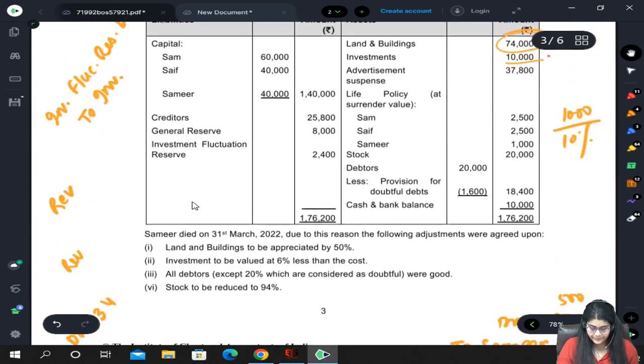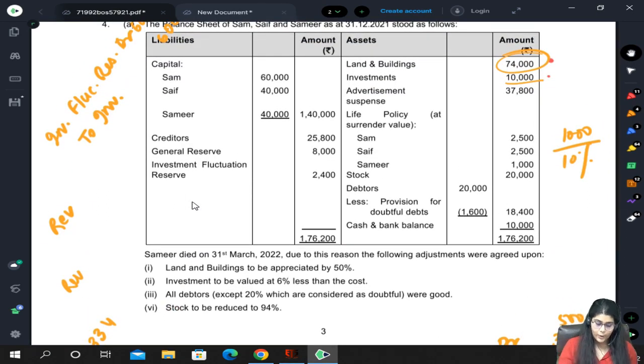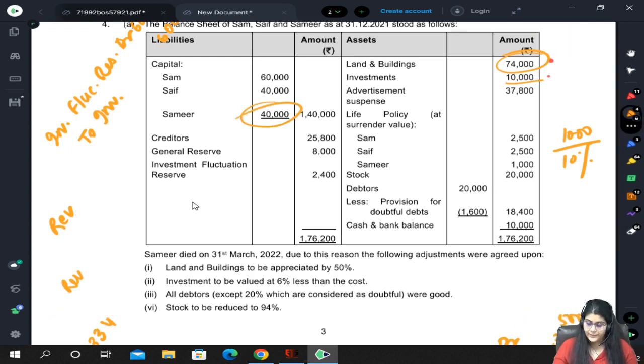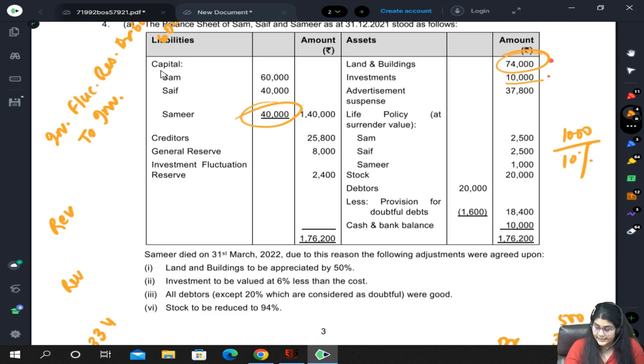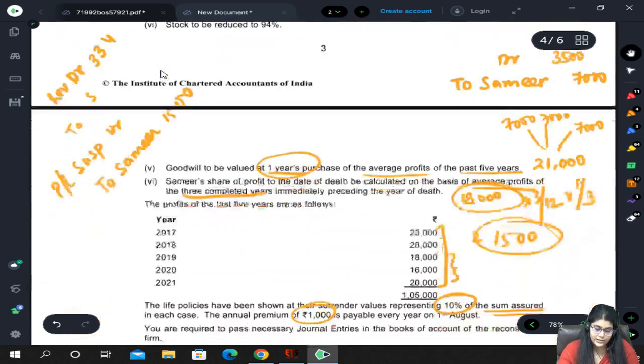And finally, we have to calculate the balance lying in Samir's capital account. Opening balance we have as 40,000. Apart from that, we have to make all the adjustments passed in our journal entries. The net amount, as I can see, is coming to 53,300. This should go to his executor's account. Okay, that finishes this sum.